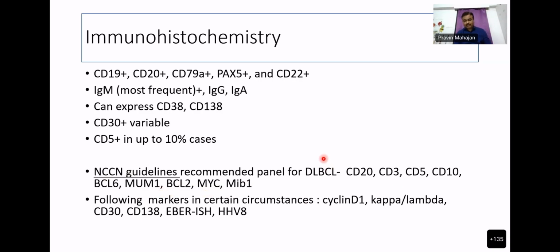So this panel covers your Hans algorithm as well as gives you an idea whether the tumor is double expressor or non-double expressor. And then certain markers you can do additionally like cyclin D1, kappa lambda, CD30, CD138, EBER, and HHV8 in appropriate situations. And some of the cases which I am going to show have used those kinds of markers.